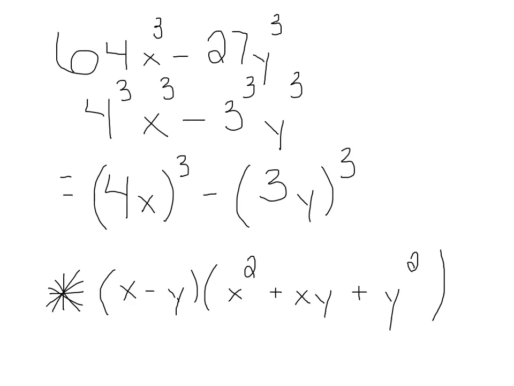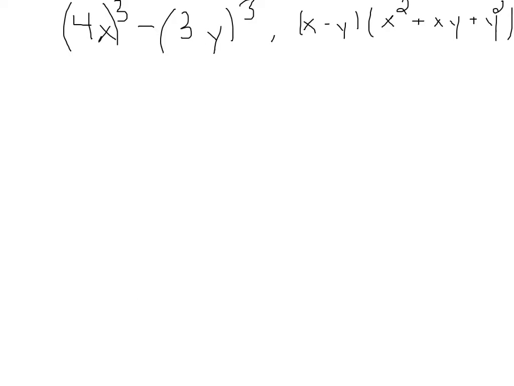From this point forward, we're going to have to remember our formula for the difference of cubes, which is the quantity x minus y times the quantity x squared plus xy plus y squared. Now let's use our formula and the first expression that we have and start filling it in. Keep in mind that anywhere we see an x, we're going to plug in a 4x, and anywhere we see a y, we're going to plug in a 3y.